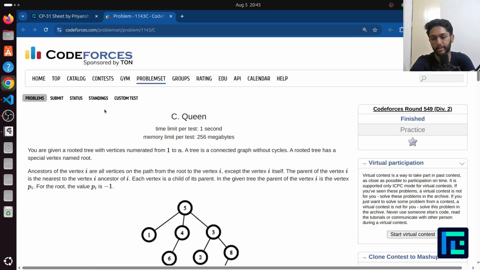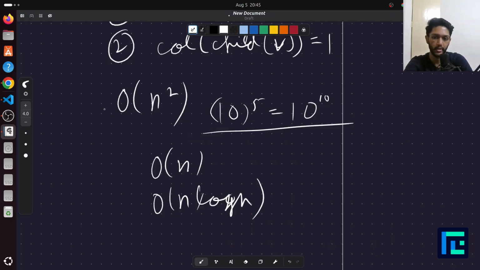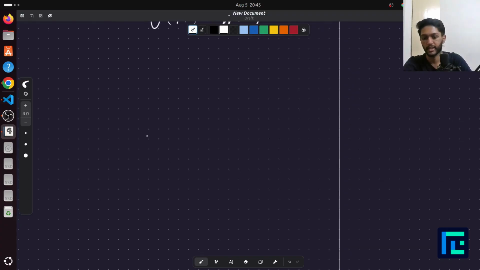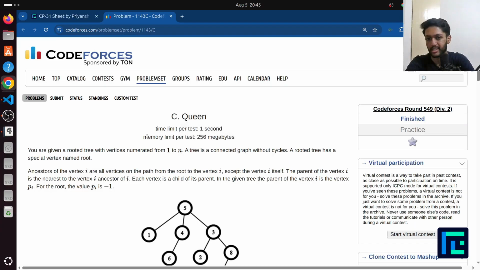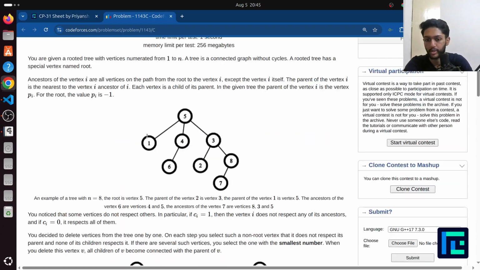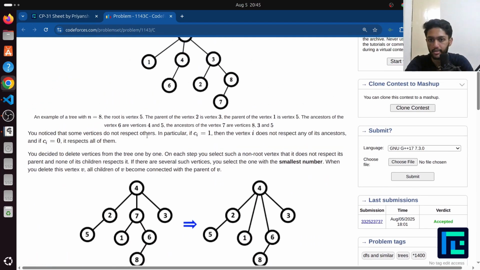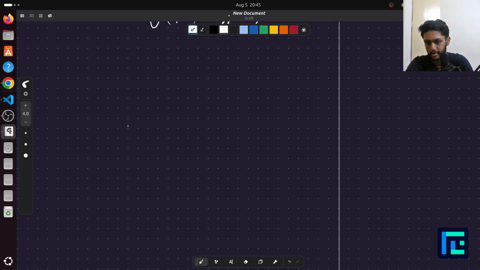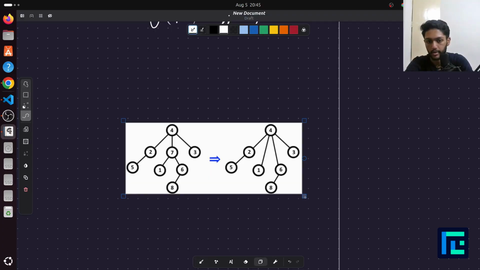Alright, so I'm assuming that you have tried the problem by yourself and you want the solution. So let's try some examples to understand what's going on. I will use this example. I just copy this image right here.